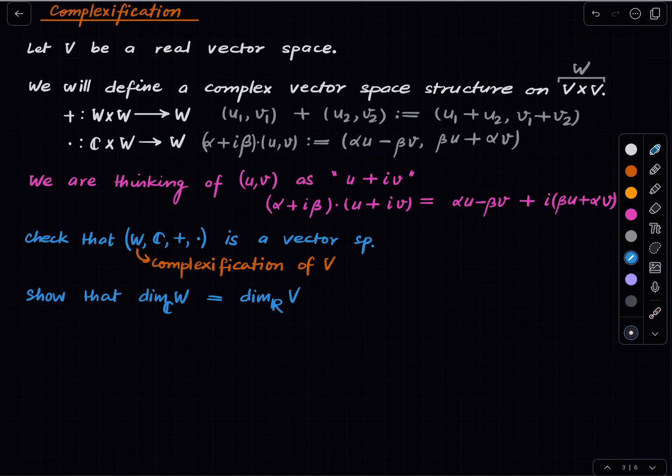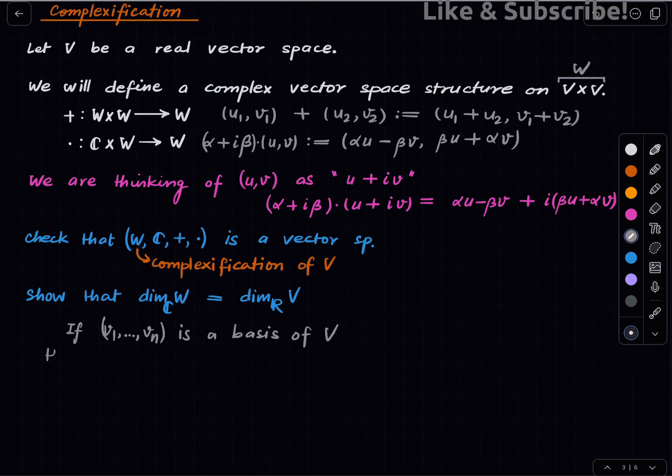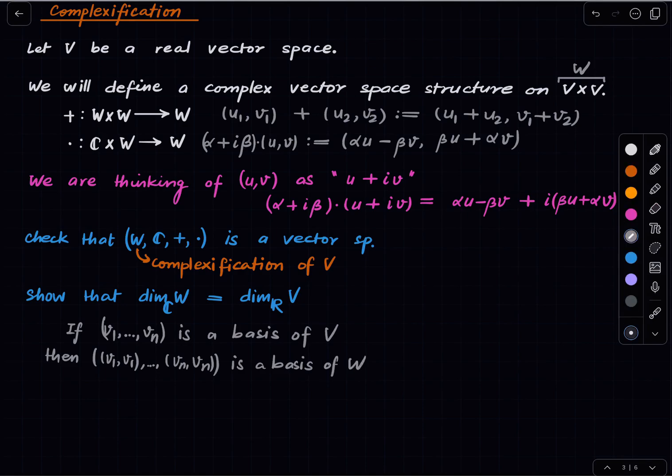In fact, what you can show is that if v1 up to vn is a basis of V, then this tuple is a basis for W. Okay, so make sure you understand these blue statements. And so far we have defined the notion of complexification of a real vector space.